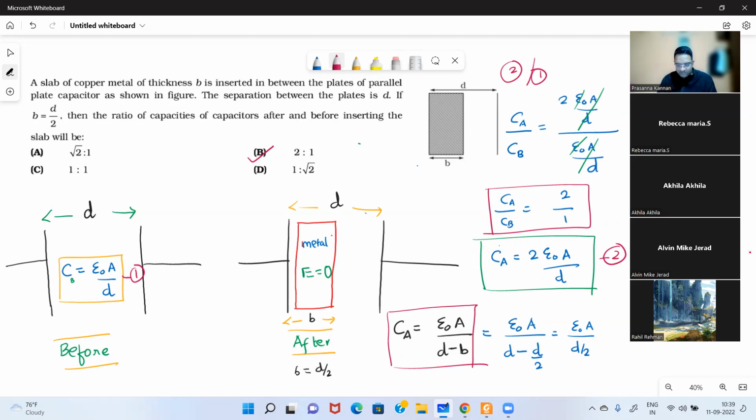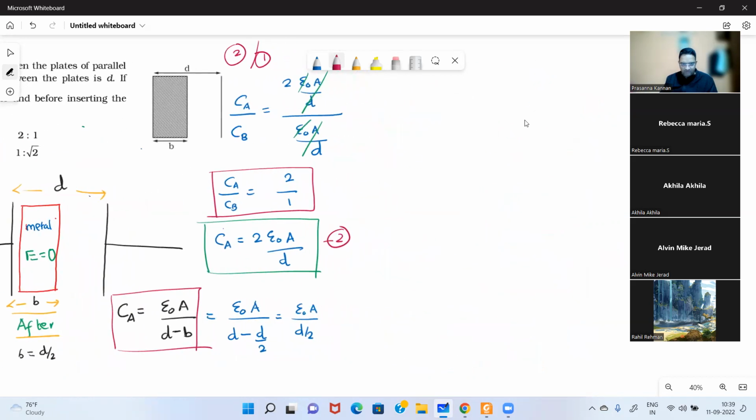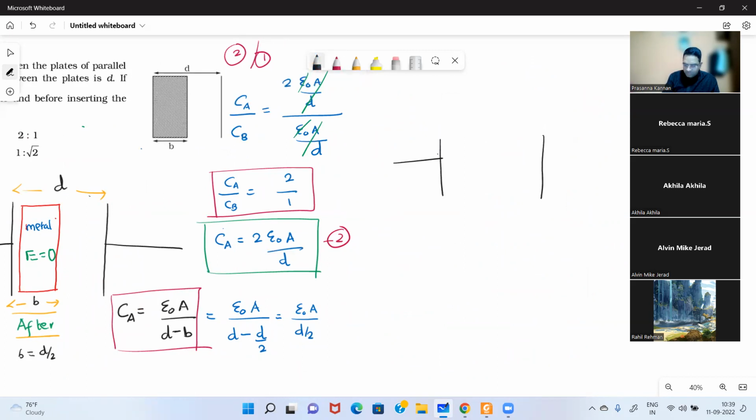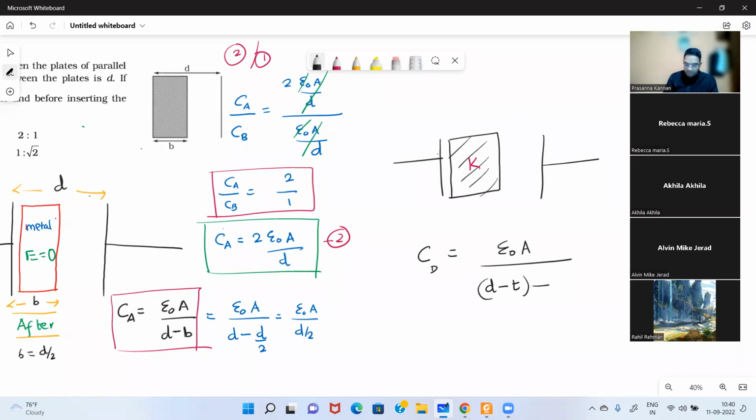Okay. One more way you can understand: suppose a dielectric is introduced. Suppose this is a capacitor. Let's say we have a dielectric constant K introduced between the plates. Then what is the formula for capacitance in that case? You know the formula, right? Epsilon naught A divided by D minus T plus T by K, correct? Okay.